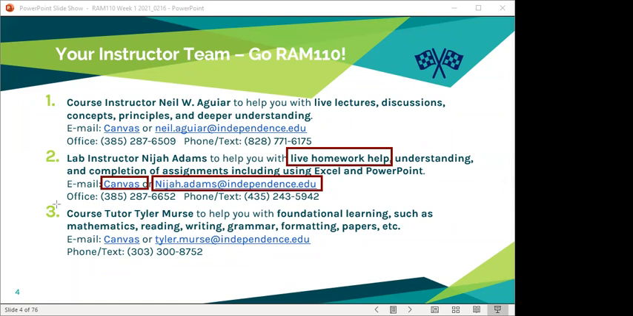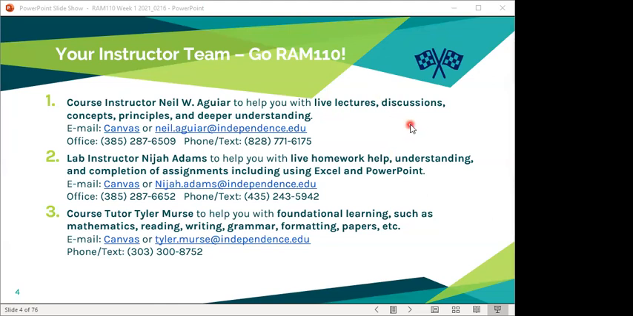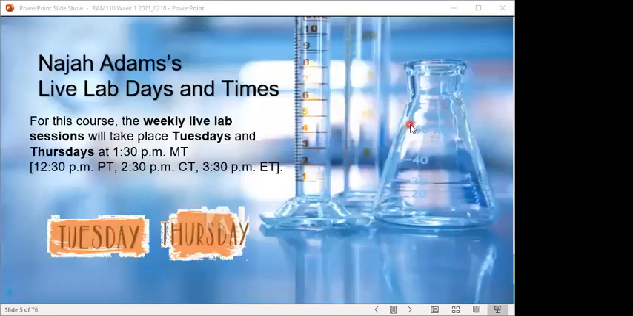And then we have a course tutor, Tyler Merce. So Mr. Merce is there for one-on-one meetings in foundational learning, basic mathematics, basic reading, sentence structure, writing, grammar, formatting papers, things like that. And of course, we have the Writing Center too, and we'll get into some details on the success of what it takes to be successful using the Writing Center as another resource. But these are your 3 main human beings that are dedicated to your learning and your success in the course.